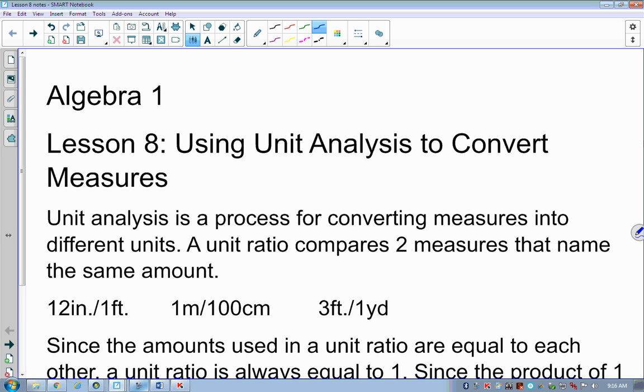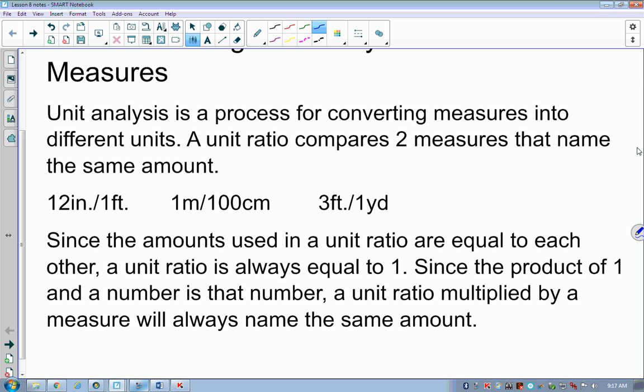2.2 pounds is the same as 1 kilogram. Pounds is a measurement of weight. What's 2.2 pounds the same as? 1 kilogram. Okay? All right, so we can switch between units if we know what they're equivalent to. We can set up ratios that are equal. Since the amounts used in a unit ratio are equal to each other, a unit ratio is always equal to 1, which keeps it balanced.